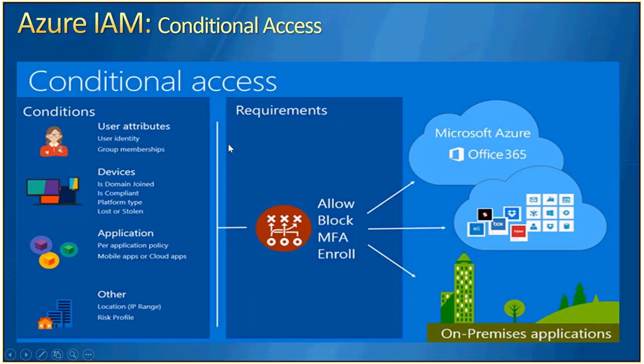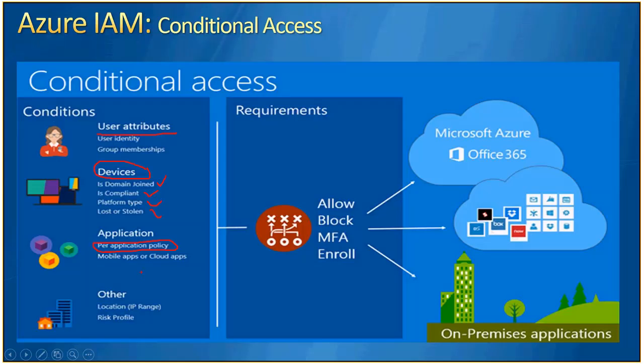Conditional access is wherein you identify and set your conditions, and based on those conditions, it could be conditions for the device, whether it's domain joined, whether it's compliant, its platform type, or whether it's lost or stolen. It could also be based on user identity and user attributes, like whether the user is part of a privileged group or a certain group that should or shouldn't be allowed. You can also set conditional access on a per-application basis. So you can say there are some sensitive applications, like your finance applications.